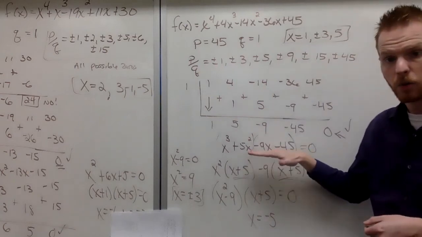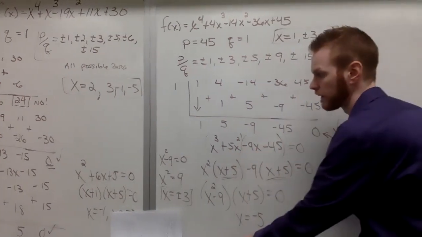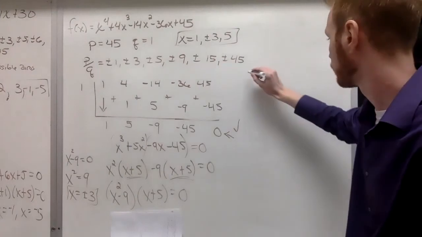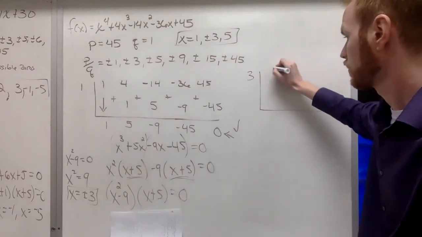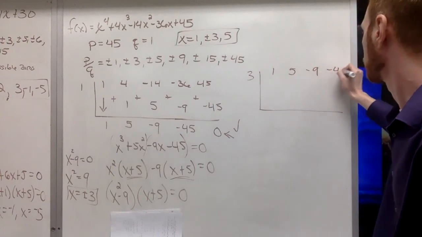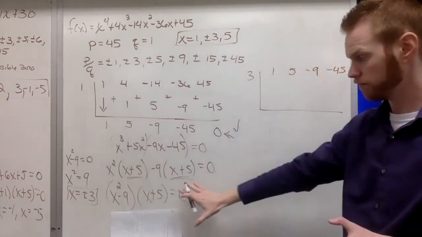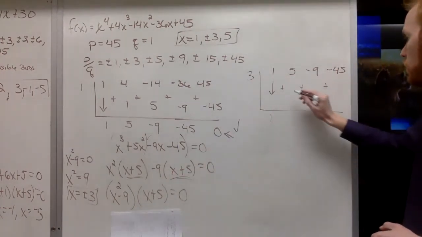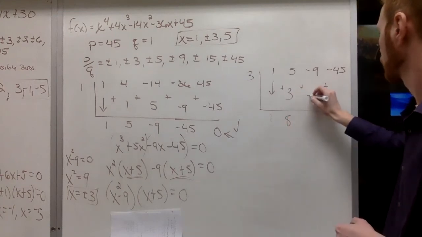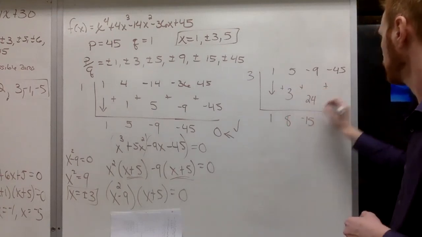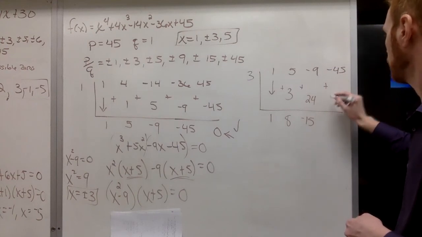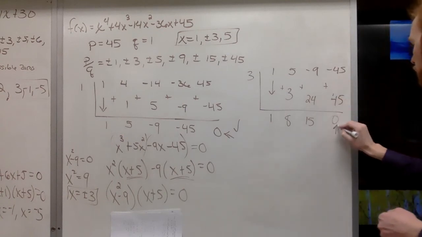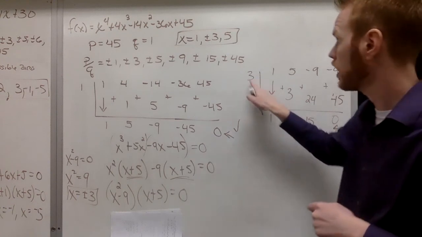Now, this guy right here, we could have still divided. In fact, I'll tell you what. Let me just show you real quick. So let's plug 3 in. Okay, so we have 1, 5, negative 9, negative 45. So we're still going to get the same answer, but let's see. Plug 1 down. So we get 3, 8, 24, positive 15, and then 45, 0. Okay. So positive 3 is a solution.